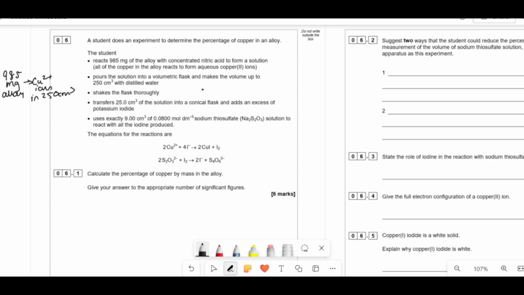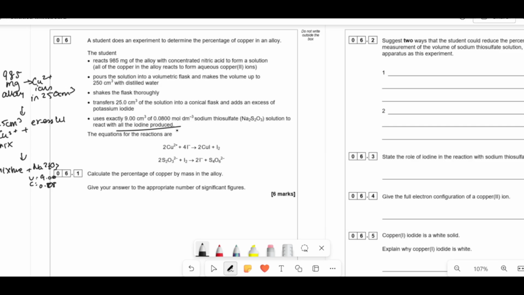Cool. Shakes the flask thoroughly, and then what they do is they take 25 centimeters cubed of the Cu2+ mixture and do what with it? So they take it to a conical flask, and then they add excess KI. And it says, then what they did with this mixture is they use exactly this much thiosulfate. So they add Na2S2O3, and we know its volume and its concentration of 9 and 0.808. And it says in the question, it reacts with all the iodine produced.